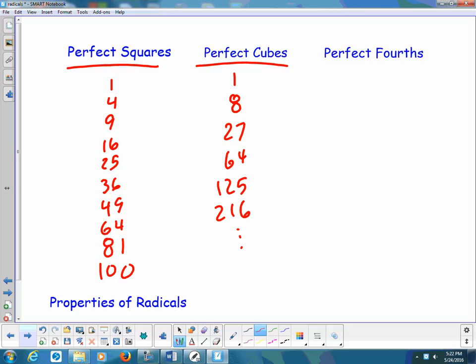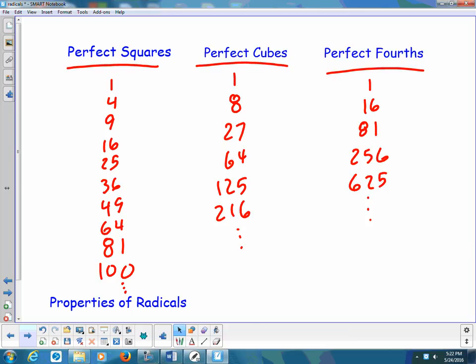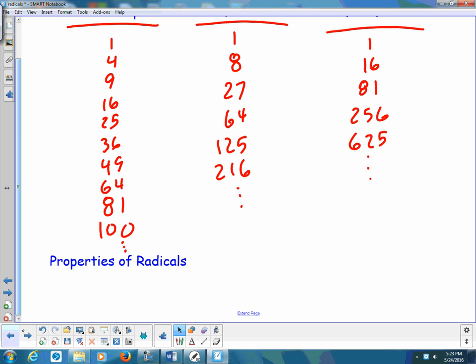All right, we can keep going here. And then what about perfect fourths? Well, 1 to the fourth is 1, 2 to the fourth is 16, 3 to the fourth is 81, 4 to the fourth is 256, 5 raised to the fourth power is 625, and so on. We can keep going with these lists. All right, so kind of keep that in mind. You might want to refer back to that.